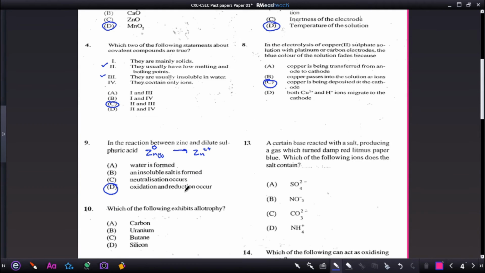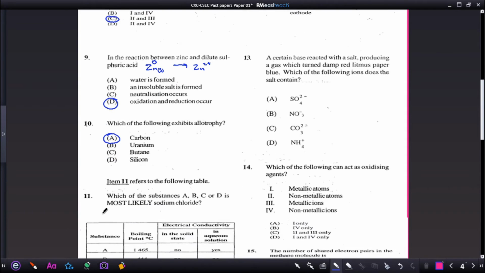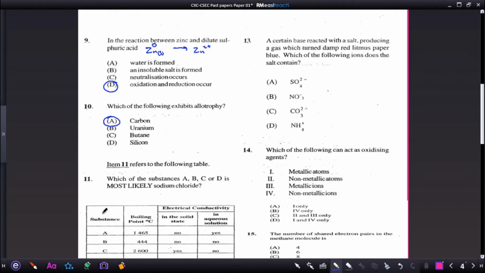Question 10. Which of the following exhibits allotropy? The most common allotropes that you're accustomed to at your level is the carbon allotropes, diamond and graphite. Right? Number 11. Which of the following substances A, B, C, or D is most likely sodium chloride?